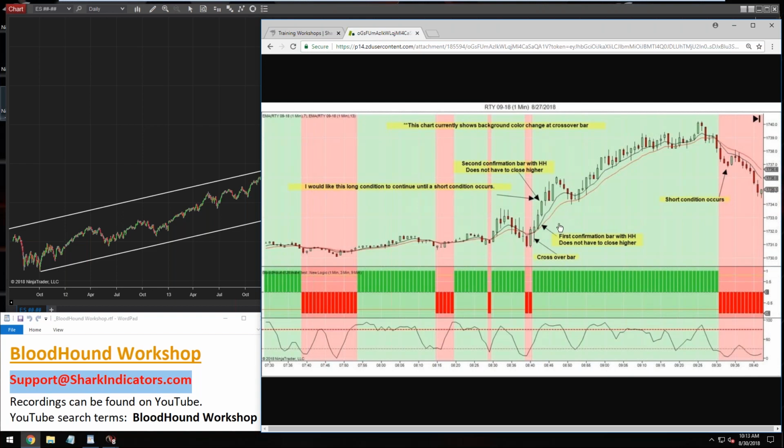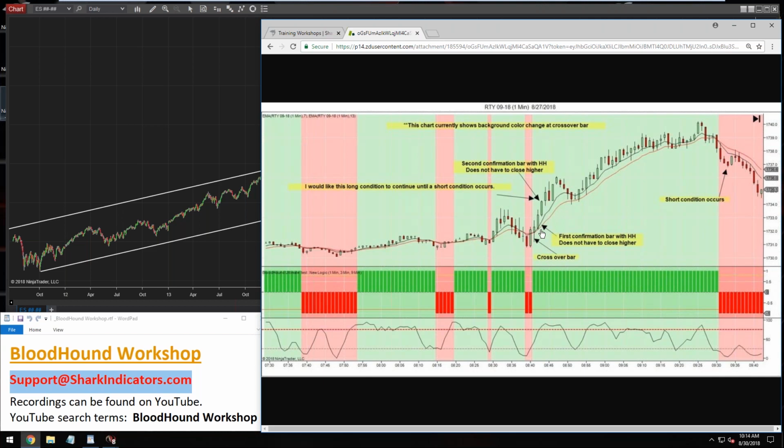So we have a nice chart here marked up with the explanations. I think this is more of a trend identification type of system. The first thing we're looking for is two different EMAs to cross over, and that's what we're seeing here in BloodHound on this screenshot. When the faster EMA is on top of the slower EMA, we're getting this long output here.